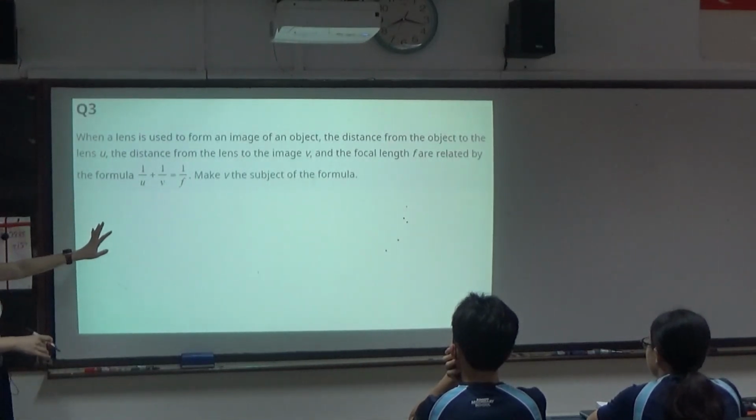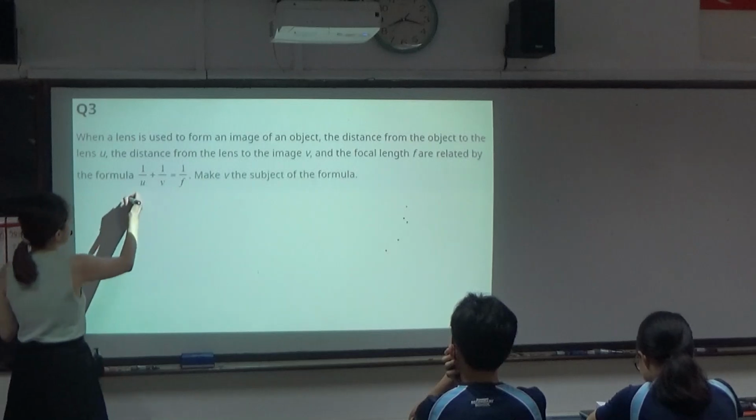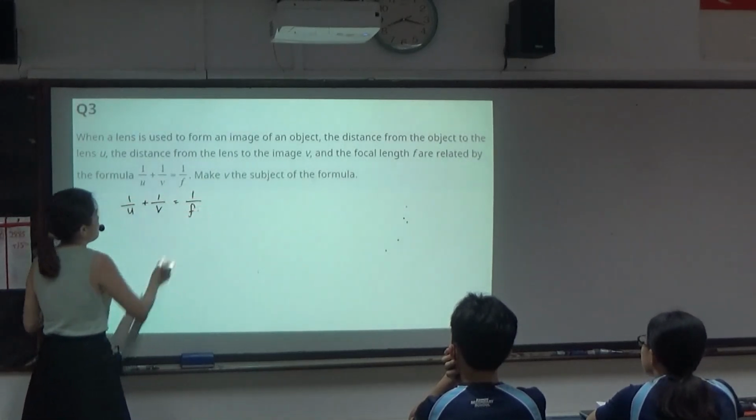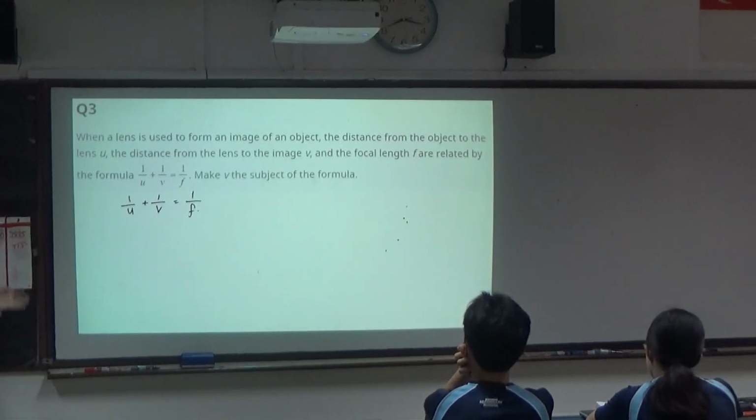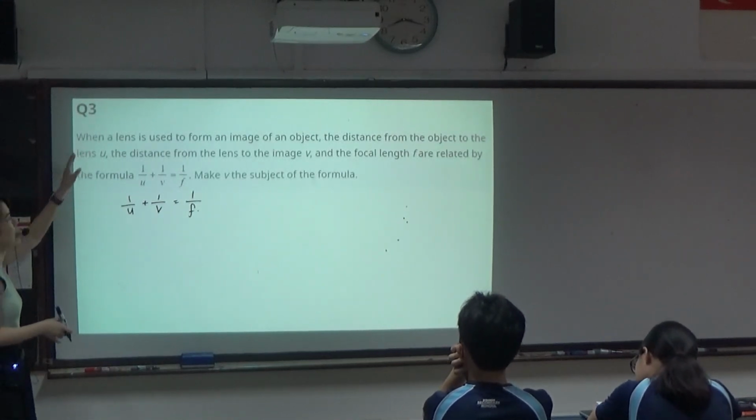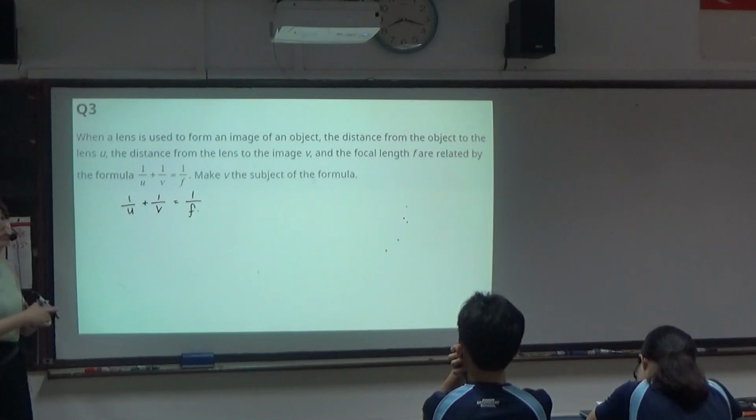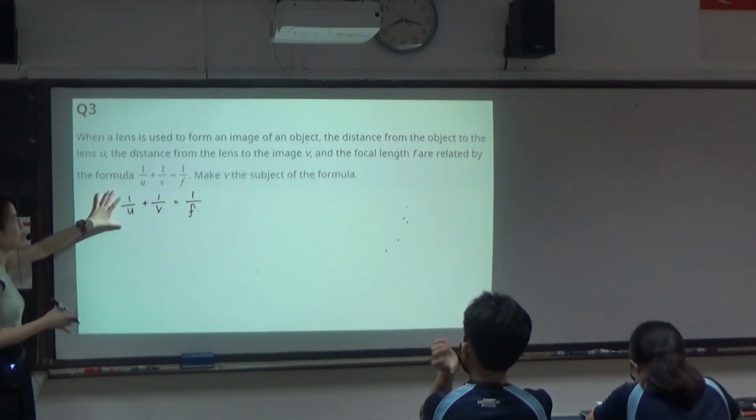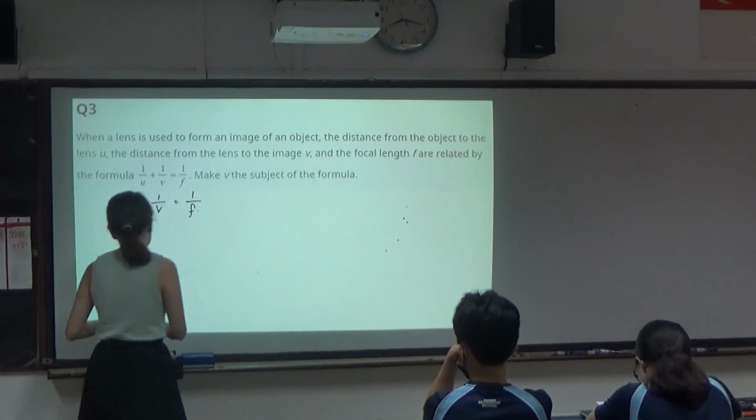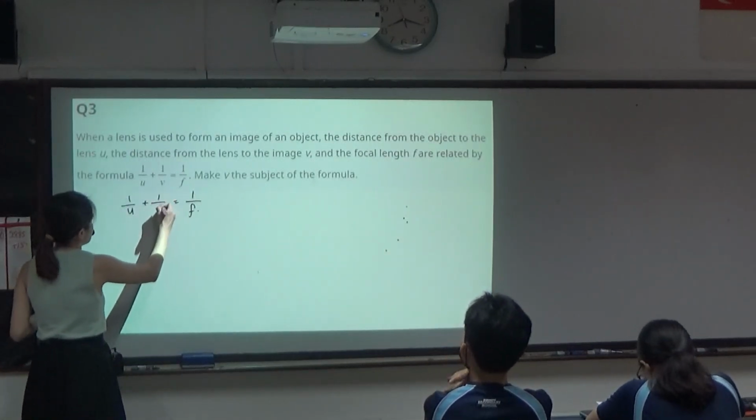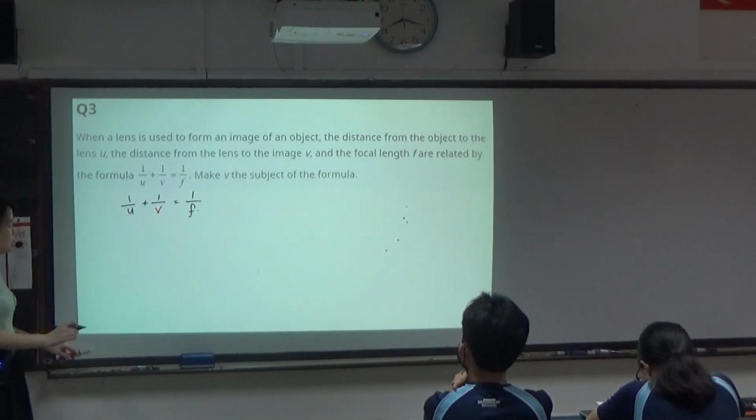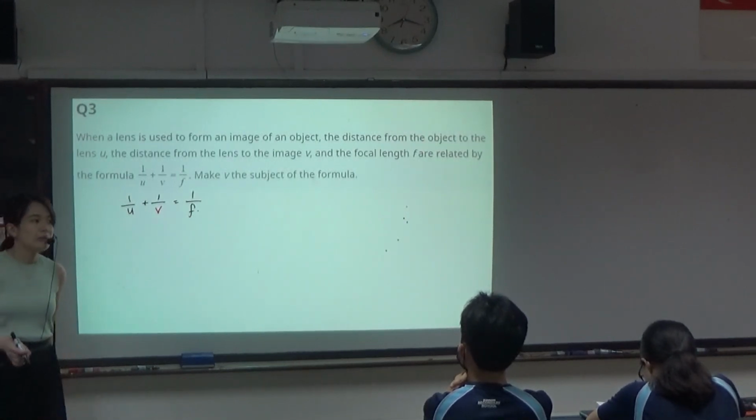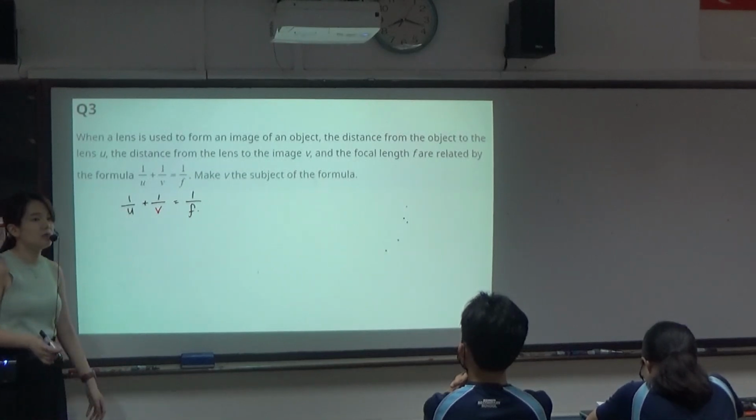Again, there's a certain context. If you were to pursue physics in your upper secondary years, you will learn about lenses, and they have this formula over here. It is not quite important for us to know the context behind it. We just have to focus on the formula, and we want V to be the subject. The problem here is that my V is in the denominator. To make V the subject, I must have it in the numerator.